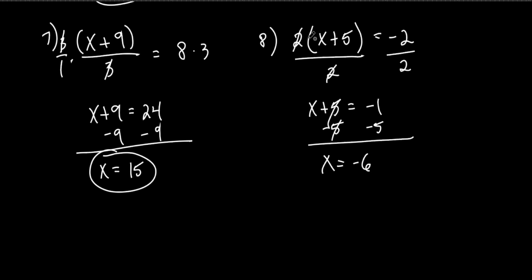Plug it in. Let's see if it works in our original equation. This was our original equation right here. So put in -6. -6 plus 5 is -1. That's -1 times 2 is -2. It works, doesn't it?